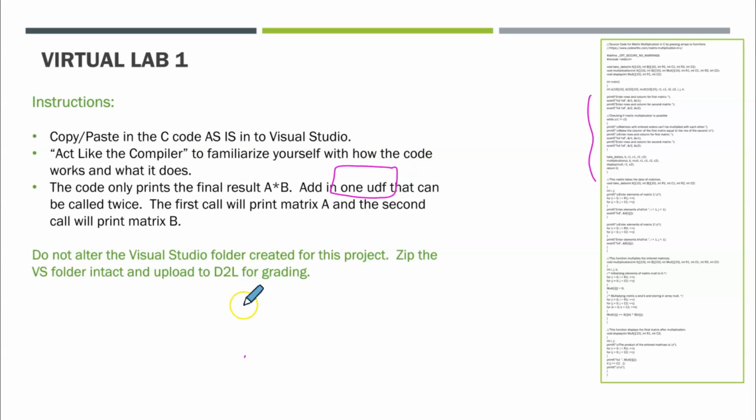So a declaration might look something like this. If we said void, and then we said print matrix, that's our return type. We're not going to return anything. This is what we're going to call our user-defined function by name. And then what we're going to send in is int matrix, our usual 10 by 10 max size. Then we'll have int row, and then we'll have int column.